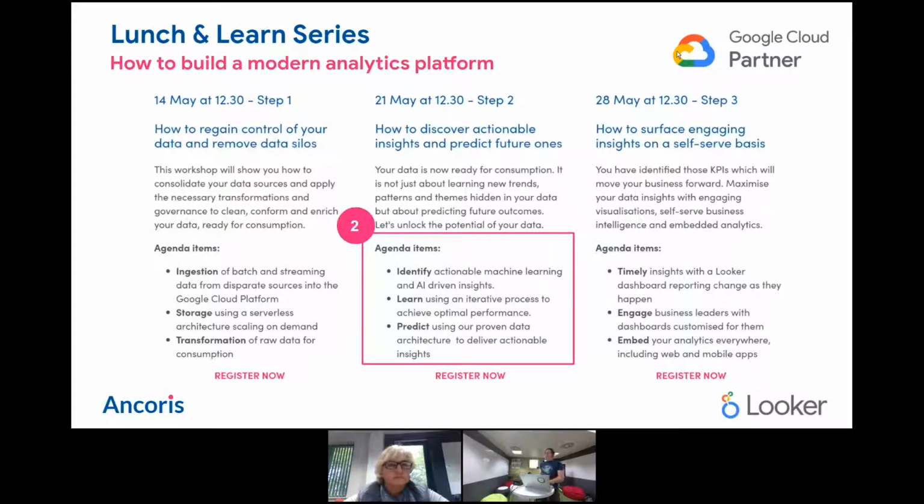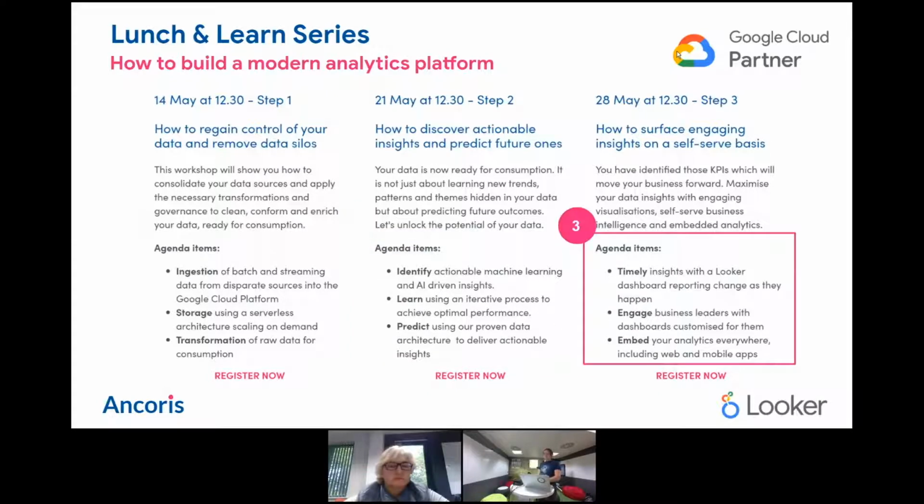Session today, we're going to be looking at everything ML. So we're going to be covering what it means to identify some of these AI-driven insights. And then we're going to look at what the process looks like. And we're going to be looking at some case studies that we've done as a consultancy. We're also going to be delving into some of the technologies that are available through Google.